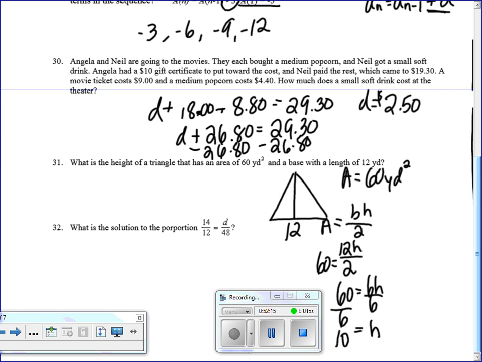All right. So what is the solution to the proportion? When we're solving proportions, the biggest thing to do here is to cross multiply and then divide. So 12 times d, just 12d, goes on one side of your equal sign. 14 times 48 should give you 672. That goes on the other. And then divide, and you get d is equal to 56.